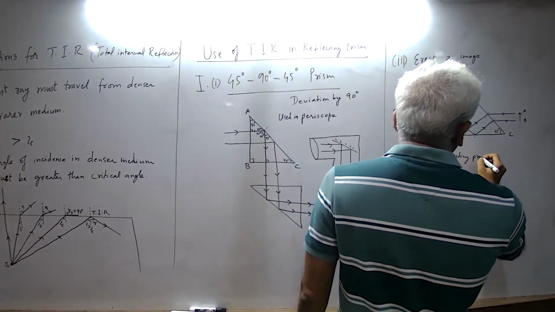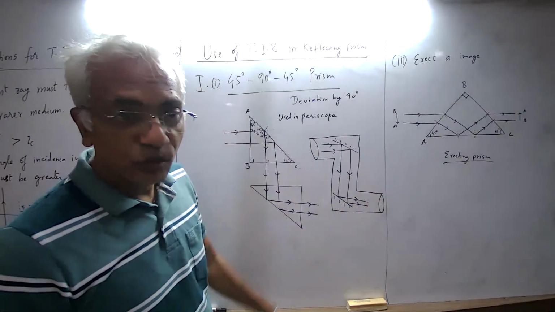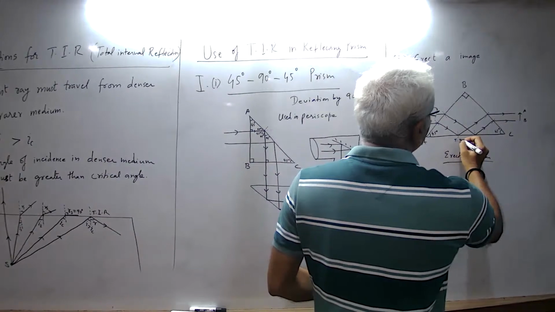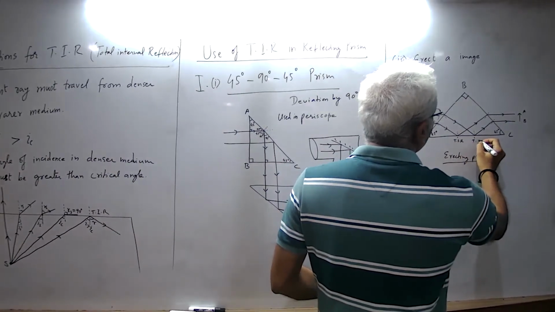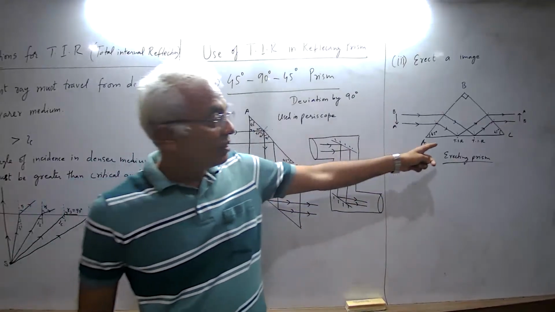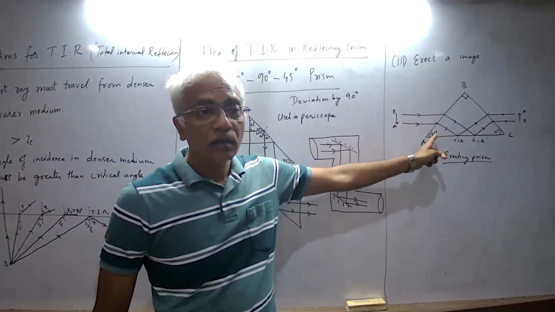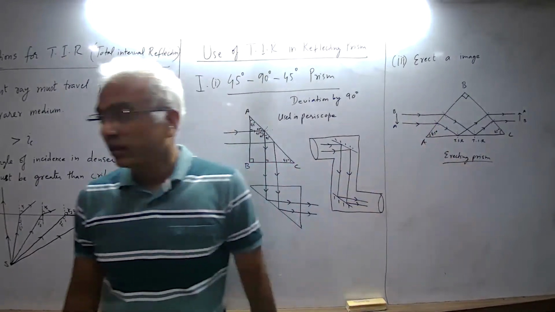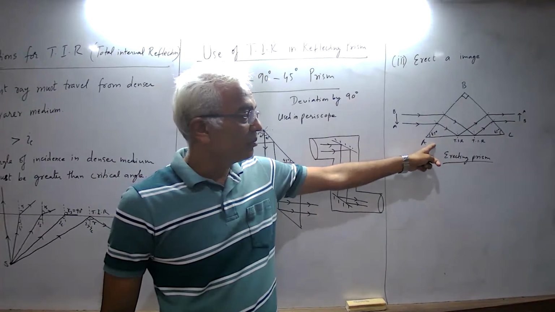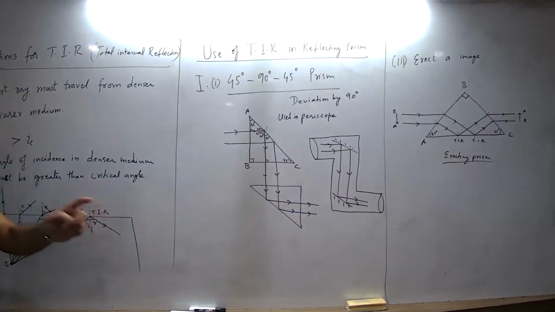Is there any deviation in this? No deviation. It just flips the image. So what is happening here? TIR. What is happening here? TIR is happening at the bottom. What is happening here? Refraction. Okay. So refraction is taking place at faces AB and BC. TIR is taking place at face AC. So this was the third example.